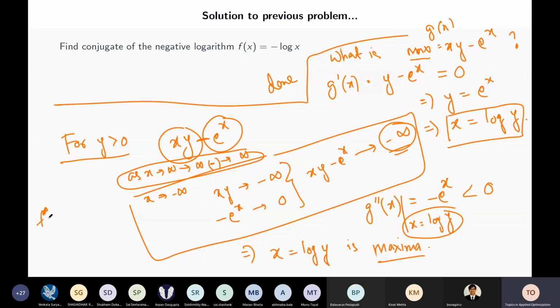So f star y, which was like the supremum of this guy. So supremum of this is achieved when x is log y. So wherever there is x, we will put log y. Okay, so this is like log y and then times y, and then minus e to the log y, which is just y. Okay, so this is like minus y. So this is the conjugate of e to the x. So as you can see, it's not that difficult to find a conjugate.